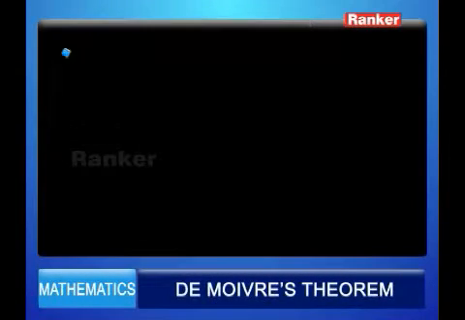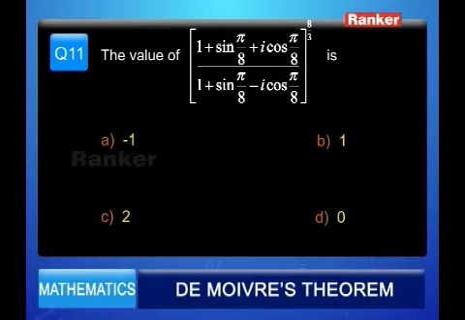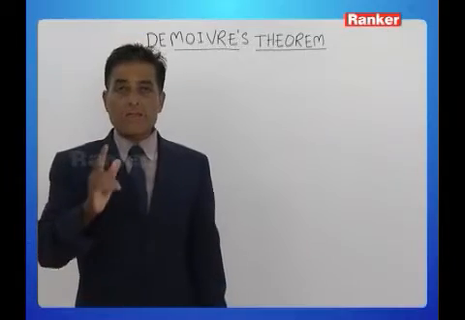Question number 11. The value of ((1 + sin pi by 8 + i cos pi by 8) / (1 + sin pi by 8 - i cos pi by 8)) whole power 8 by 3. What is the right answer? 4 options given: minus 1, 1, 2, 0. Let us see the right answer, the right option.